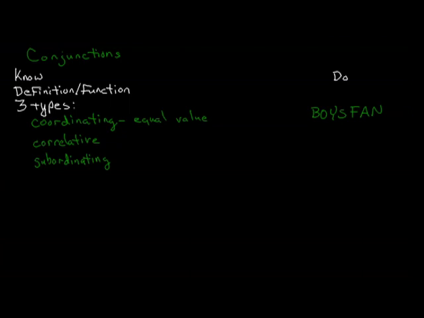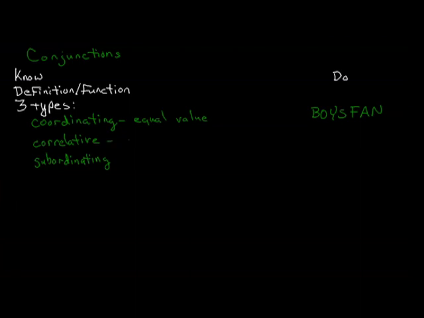So these coordinating conjunctions connect things of equal value. And when you use these coordinating conjunctions with a comma, you can connect independent clauses, which we'll talk about more later when we're discussing clauses. But these are very common, and it's the easiest way to connect sentences and improve your writing.